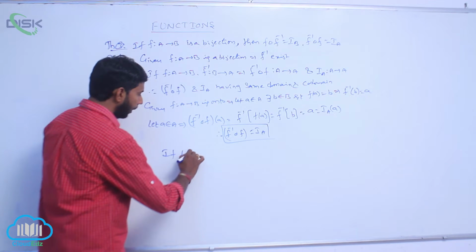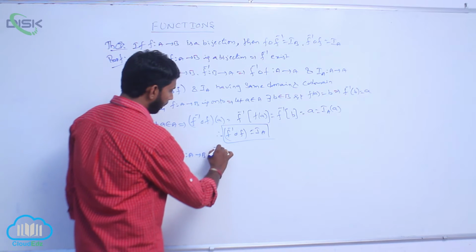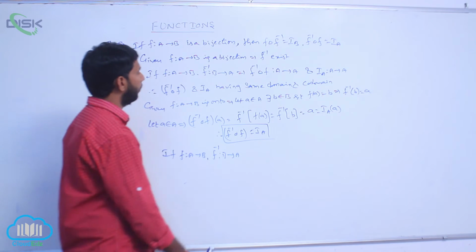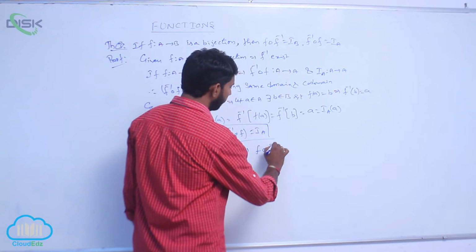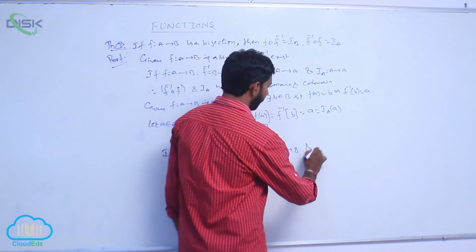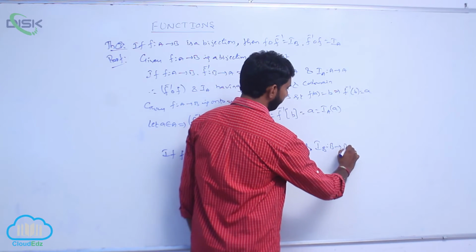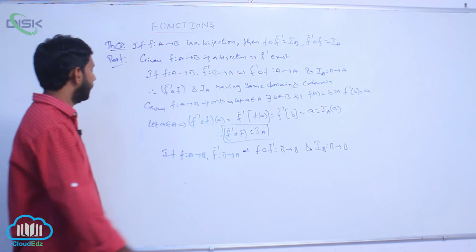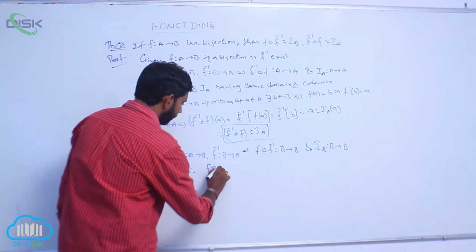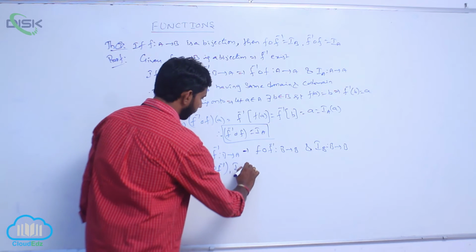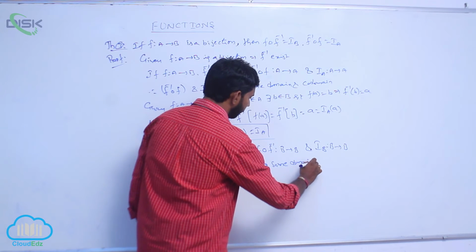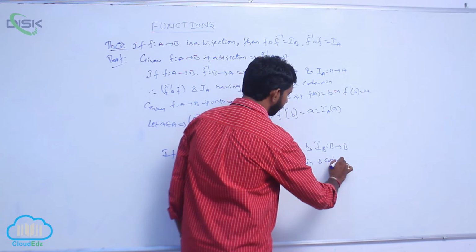And next one, if f mapping from A to B, f inverse mapping from B to A, that implies f circle f inverse mapping from B to B. F circle f inverse mapping from B to B and I suffix B mapping from B to B. Therefore, f circle f inverse, I suffix B having same domain and codomain.